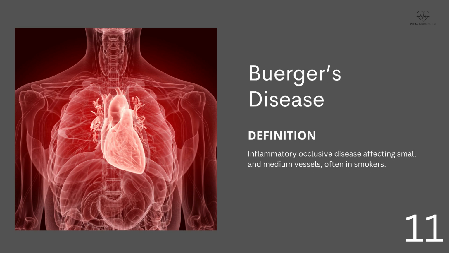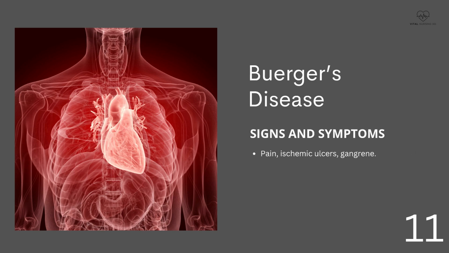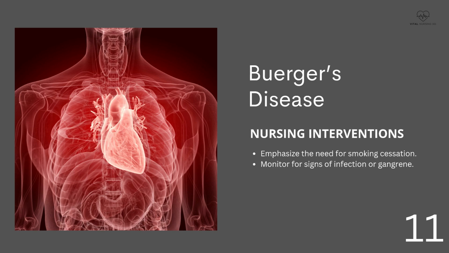activity. Buerger's disease. Buerger's disease is an inflammatory occlusive disease affecting small and medium vessels, often in smokers. Signs and symptoms include pain, ischemic ulcers, and gangrene. Treatment includes smoking cessation, vasodilators, and pain management. Nursing interventions are to emphasize the need for smoking cessation and to monitor for signs of infection or gangrene.